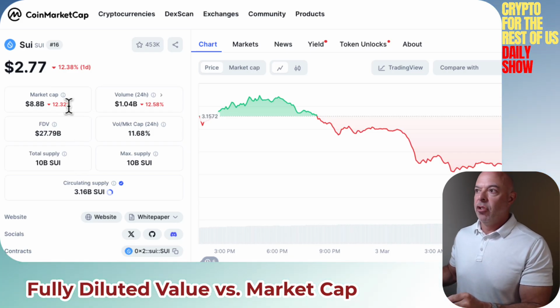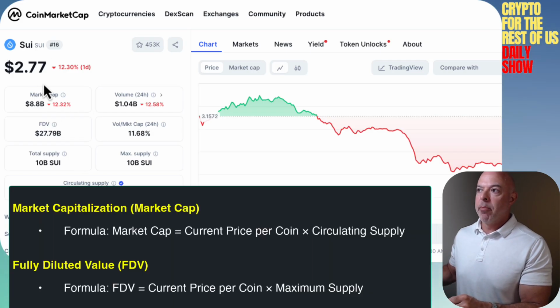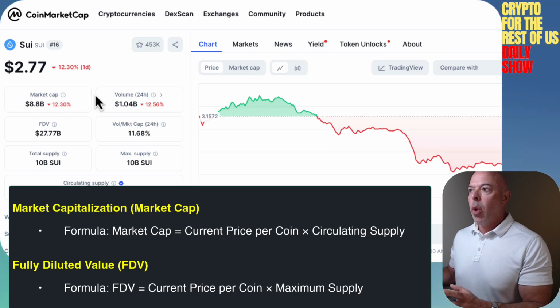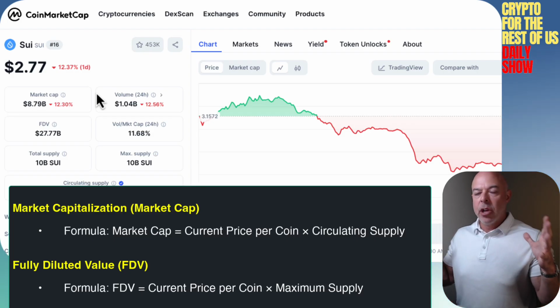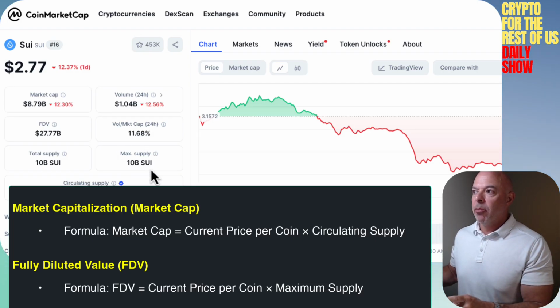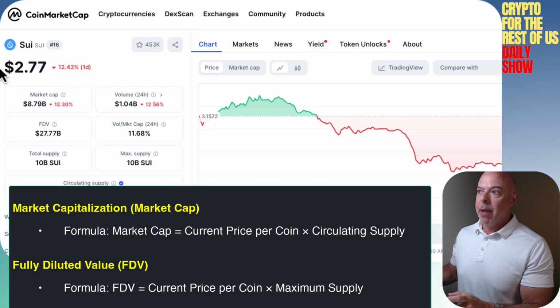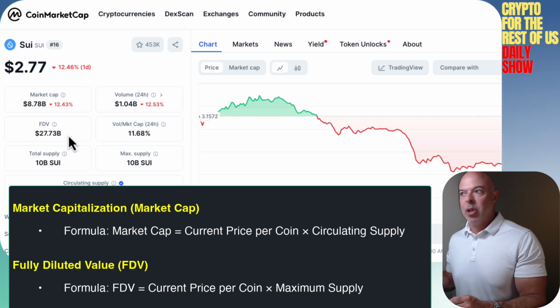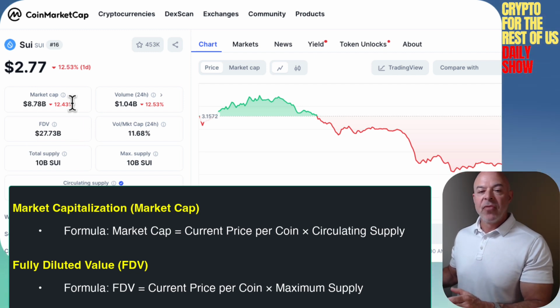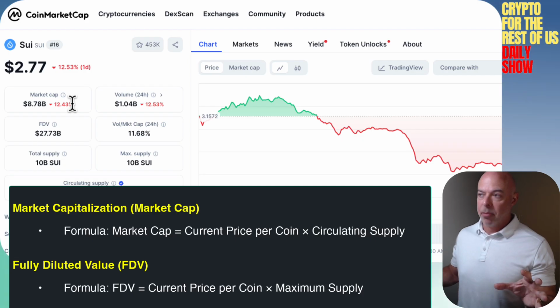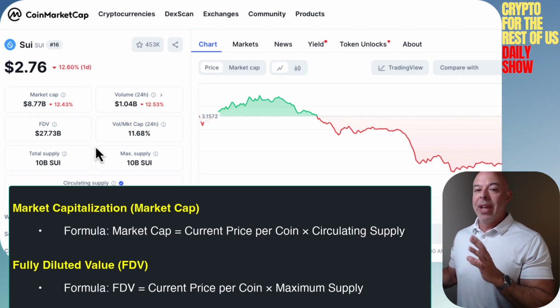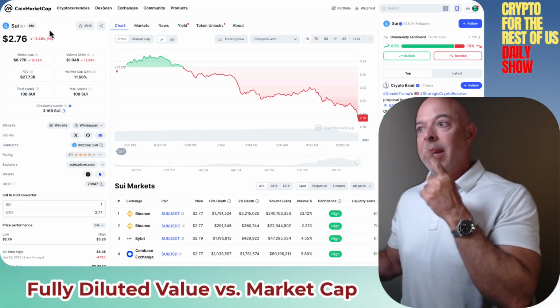So how do they calculate these two things? Market cap: they take the current price, $2.77, times circulating supply, and that's the market cap. But that's not the whole picture. What is SUI, the entire thing, valued at? Well, you would take the maximum supply, in this case it's not unlimited, they have a limit, it's 10 billion, multiply that by the 2.77, and as you can see, easy math, 27.7 billion. So market cap is just the coins in circulation times the price, whereas fully diluted value is everything. Okay, so that's how they calculate it.